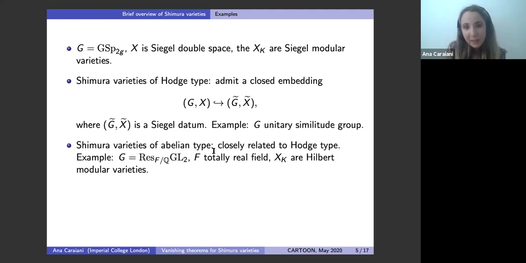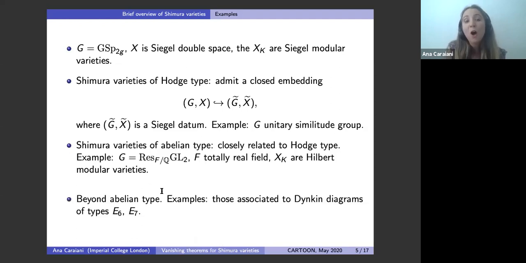And in all of these examples, you can ultimately relate to some moduli interpretation in terms of abelian varieties that are higher dimensional and possibly equipped with extra structures. And then there are also Shimura varieties that are not even of abelian type, and I'm not really going to say anything about them in this talk, just that there's a classification. And the examples that give rise to Shimura varieties that are not of abelian type are, for instance, those that are associated to Dynkin diagrams of types E6 and E7. So there are some Shimura varieties that sort of fit beyond this and that we don't understand nearly as well.